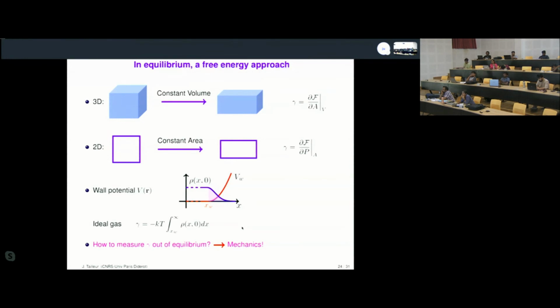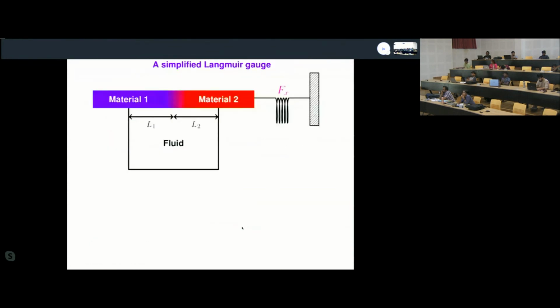Okay. So let me introduce a setup that can be used to compute the surface tension in an equilibrium fluid. It's called the Langmuir gauge. It was introduced almost a century ago by Langmuir. You take a box in which you have a fluid, and on top of it, you put a wall which is mobile and made up of two materials. You have material 1 and material 2, and both of them are in contact with the fluid.